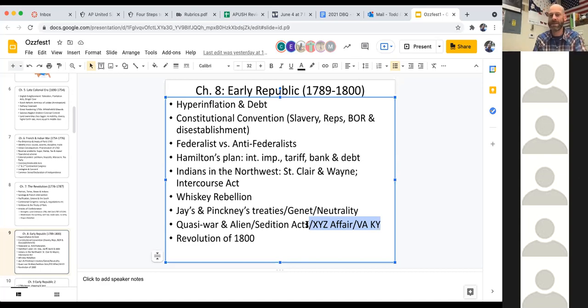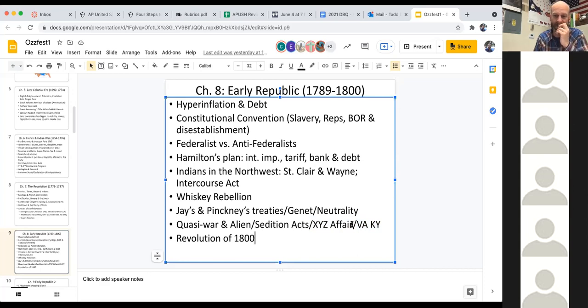But they were thinking outside the box. So they passed the Virginia and Kentucky resolutions. This is known as nullification, that states would nullify federal laws. It was a doctrine for a few decades, but the Civil War largely killed that.